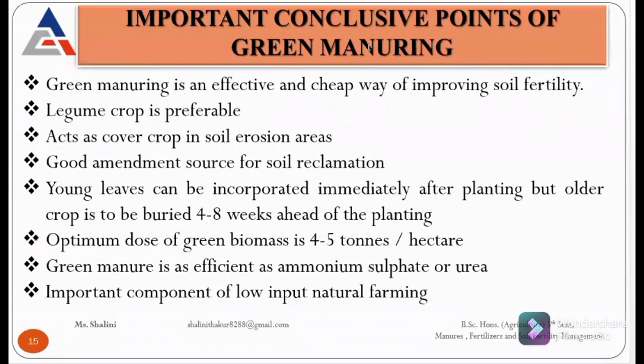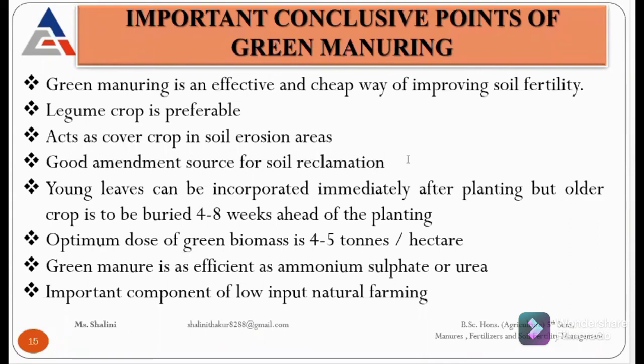Then at last there are important concluding points for green manuring. So it is the cheap way of improving the soil fertility. Then legume crop is preferable for green manuring. Then they also act as a cover crop, so that in soil erosion areas they can reduce the runoff process. Then a good amendment source of soil reclamation, means if there is any acidity or basicity of soil present, it acts as a good amendment.